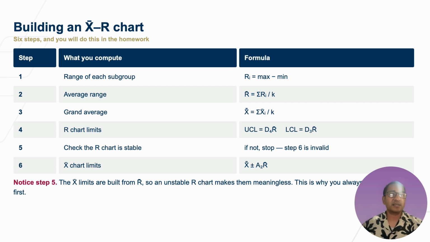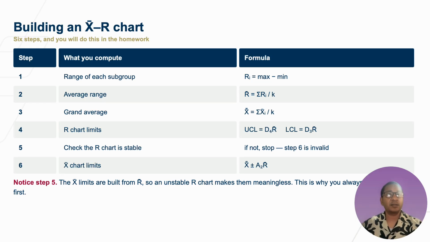So now the 6 steps. You will do exactly this in the homework by hand once and then never again. Range of each subgroup. Average range, grand average, R chart limits from D3 and D4. Check the R chart. X bar limits from A2. The fifth step is not a formality.